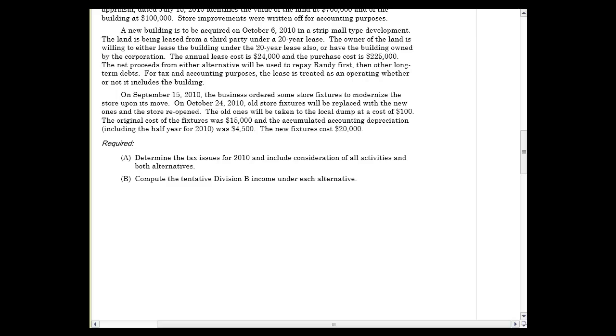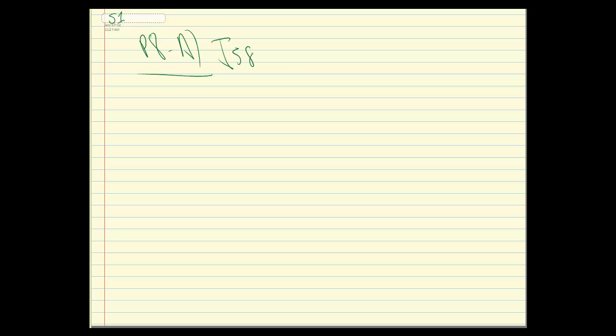Here's the required, and let me just move this so you can't see that anymore. There's required. So that's there, that's there. What we're going to do is section 1, that's us. And we're going to do problem 8, 8A. Issues for 2010, or 11.